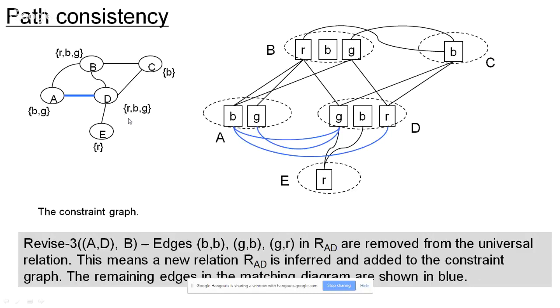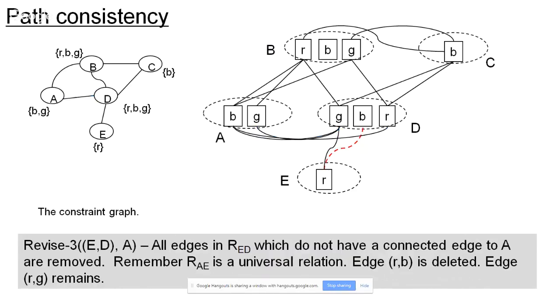new relation. But this relation, mind you, is not the original relation, which was not equal to because of map coloring. This relation says that if you choose B for A, you can choose green for D, or if you choose B for A, you can choose red for D, or if you can choose green for A, you can choose green for D. That's allowed. So this is a new induced relation.